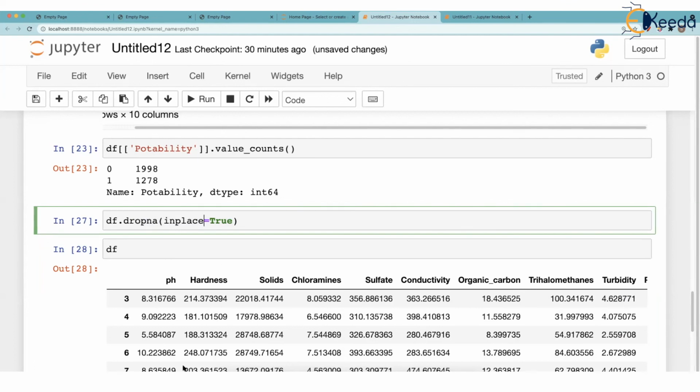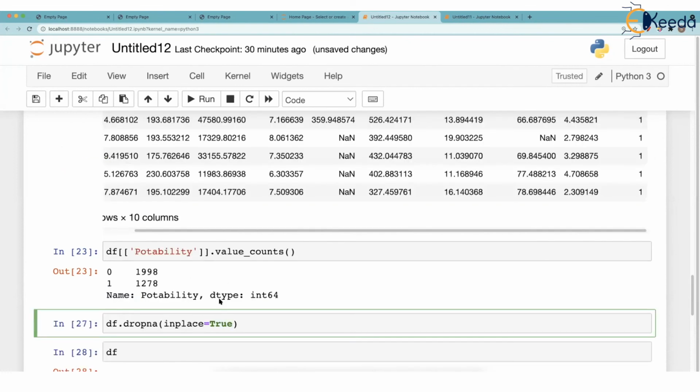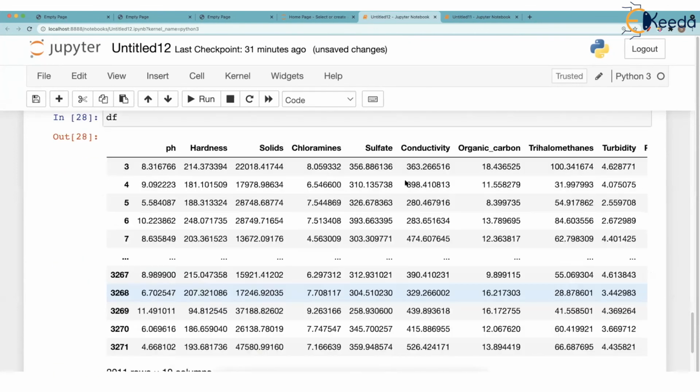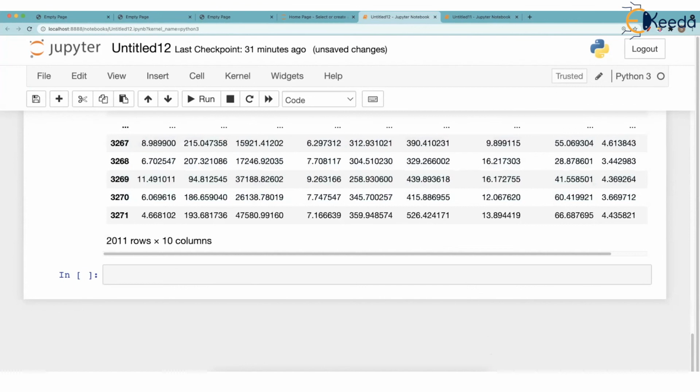I hope you understood how to drop the nulls from your data frame. But in the Iris dataset, we had no nulls at all. The entire dataset was so good, all 150 rows were totally filled with meaningful values.